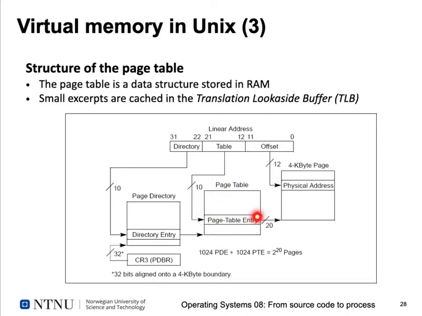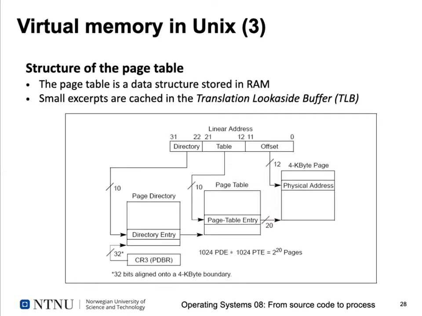And this page table entry, as we've seen, contains a 20-bit physical address, which is the physical address of a 4 kilobyte page. So it's the most significant 20 bits. And this is combined with the least significant 12 bits to form a 32-bit physical address.